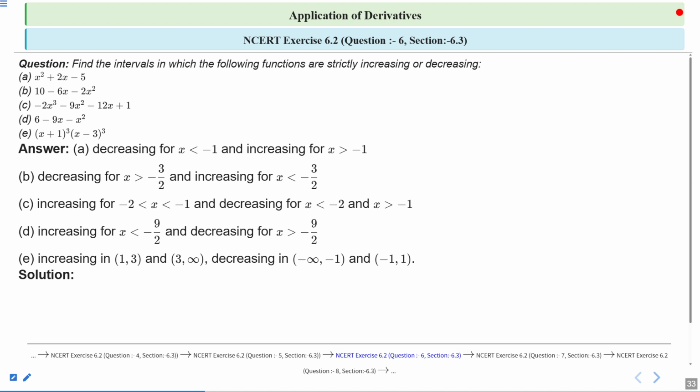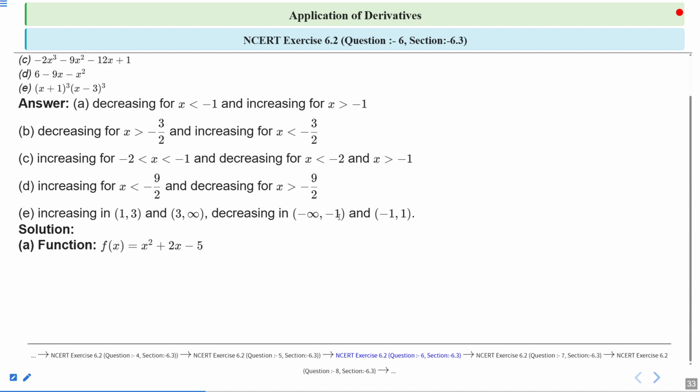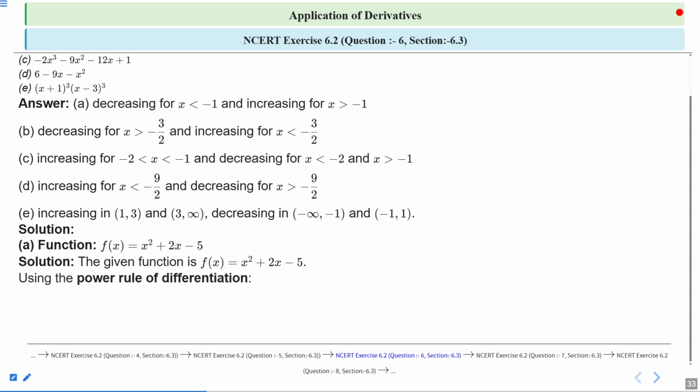So let's see the solution. The given function f(x) is equal to x square plus 2x minus 5. Using the power rule of differentiation, f dash x will be equal to 2x plus 2.